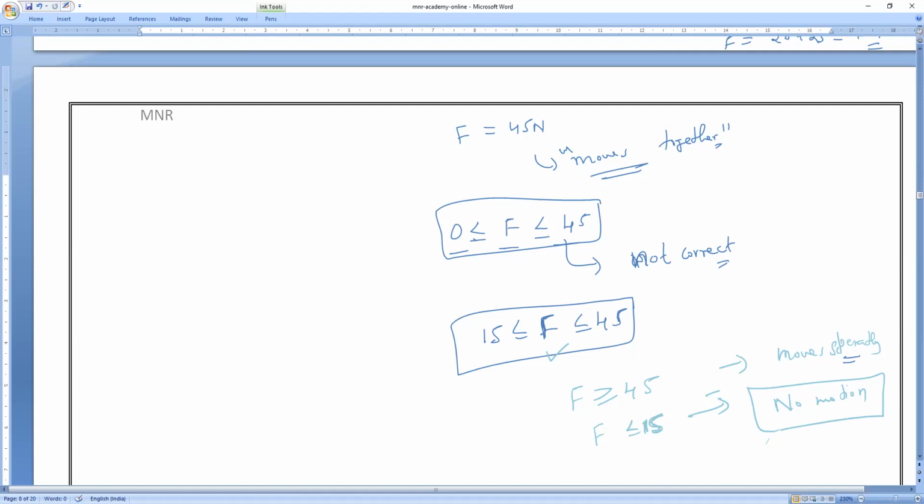Yes, please. If you notice it, the applied force is greater than 45. If it is less than 15, what will happen, guys? Less than or equal to 15, what will happen? Both bodies remain in a state of what? Rest. Remains in a state of rest.